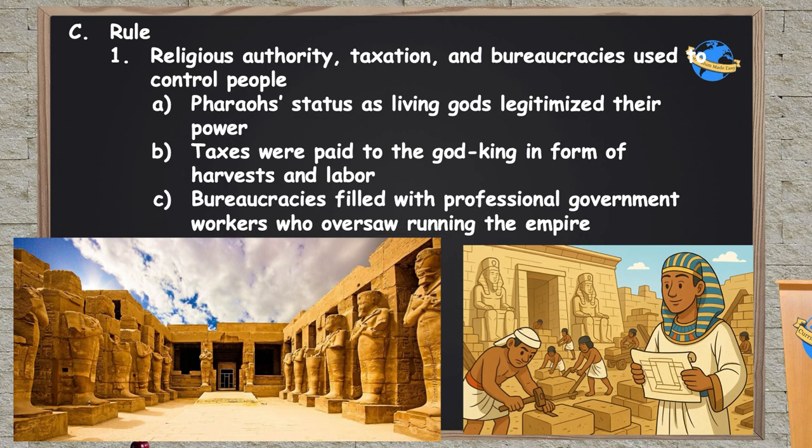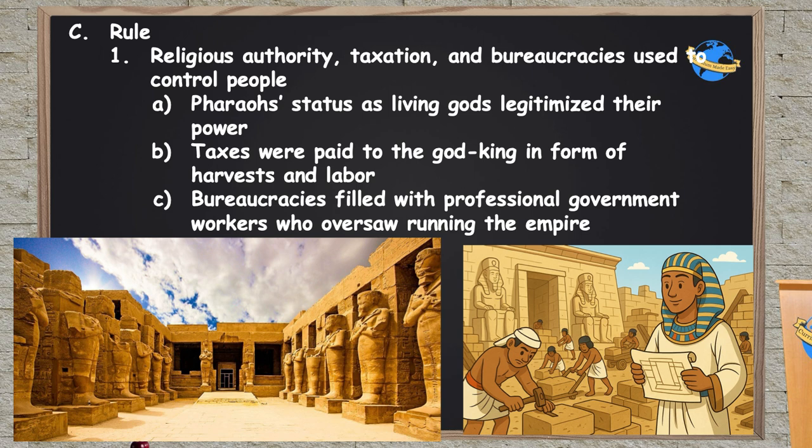Now, during this 500-year period, a lot is going on, but generally religious authority, taxation, and bureaucracies are the three ways that they control their empire, right? The pharaohs have this status as living gods, which gives legitimacy to their power. I'm in charge because I am a god, right? Can't get much more powerful than that.